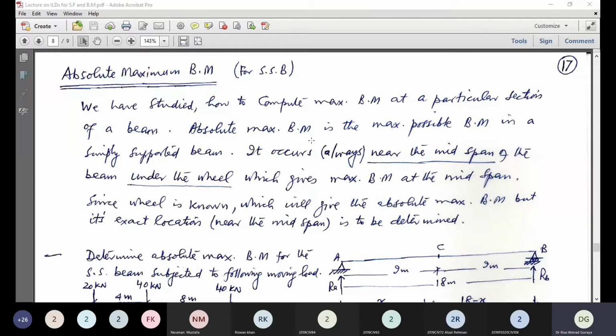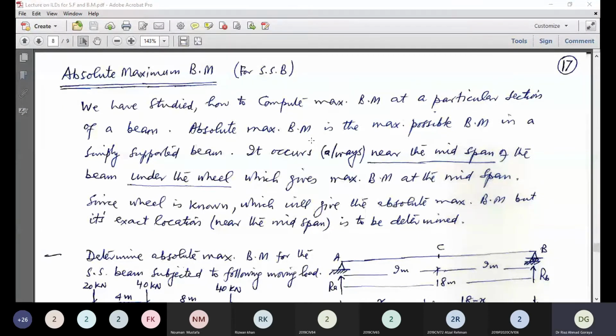It always occurs near the midspan of the beam. There are two things: where, and under which wheel load. These are the two questions. Where it occurs and under which wheel. So the first question, where it occurs: it is known that it is always near the midspan. The exact location has to be determined. But surely we know the wheel.